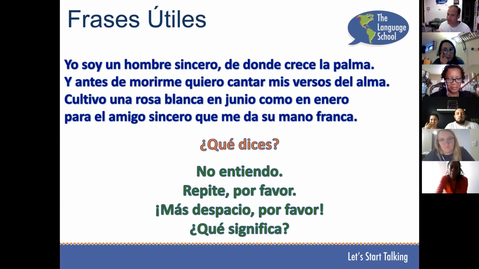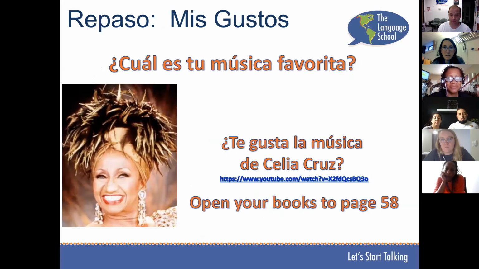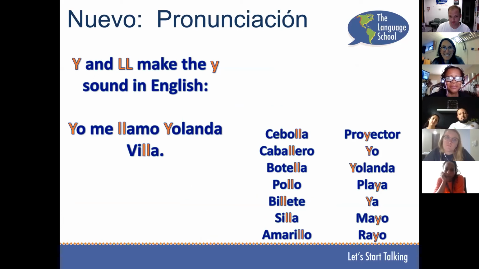And then you can always isolate certain words, like maybe you understand hombre, meaning man, right? Yo soy un hombre sincero. But then you don't understand the word crece, and you ask, ¿qué significa crece? These are just phrases and questions that you can use to navigate situations where somebody's speaking Spanish to you and you just don't quite follow them, okay? And we'll get there together if you can start using these questions.